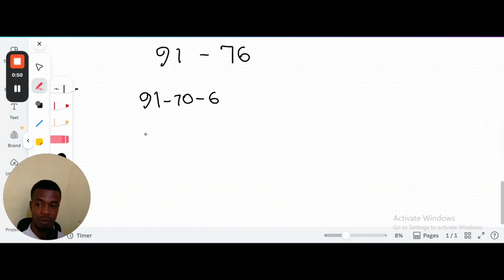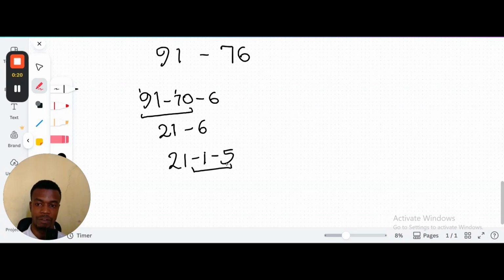Now 91 minus 70, if you can't do it straight away, you can do 91 minus 10 seven times. If you can do it straight away, you just do it straight away. 21. 91 minus 70 is 21. You're not subtracting the ones, you're subtracting the tens. 9 tens minus 7 tens is 2 tens. The 1 ten remains.